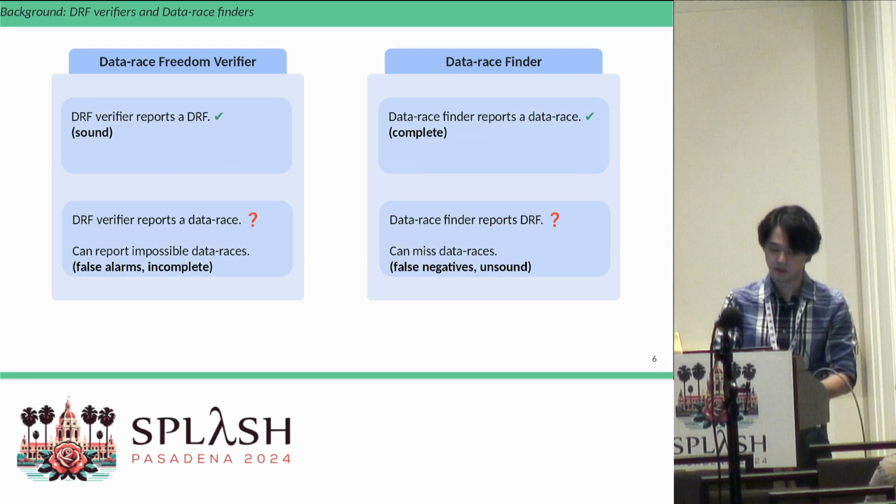So most DRF verifiers are sound. They aim to be sound. So we can trust when the tool reports DRF. However, when the tool reports data races, they can be impossible data races in the program. So this leads to false alarms, and we consider that incomplete. Data race finders aim to be complete, so we can trust a data race finder's reports of data races. But when a data race finder reports a DRF, they can miss actual data races, so it's considered false negatives, and they're normally unsound.